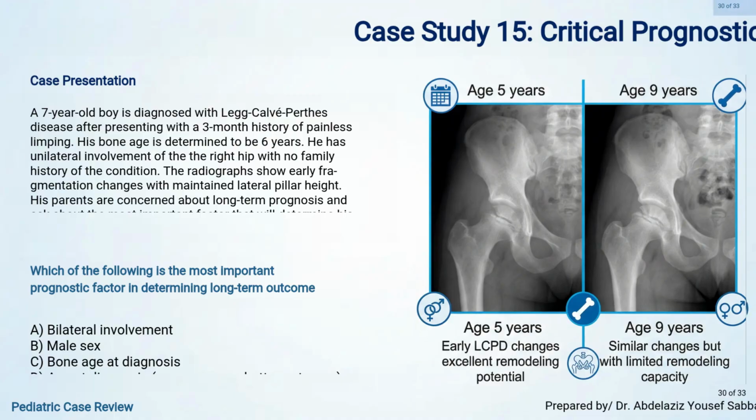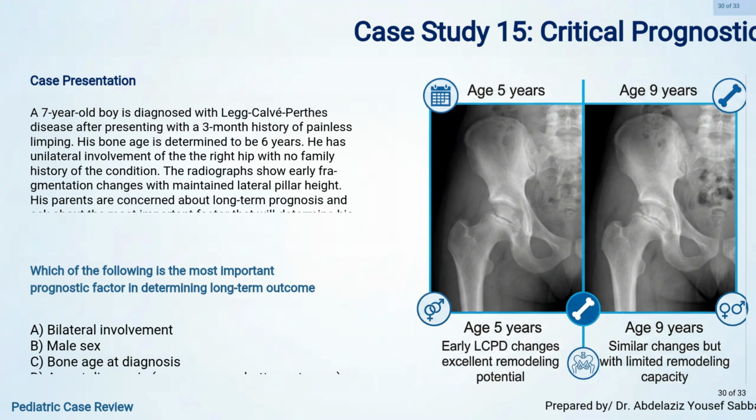Case Study 15. Critical prognostic factors. A 7-year-old boy is diagnosed with Legg-Calvé-Perthes disease after presenting with a 3-month history of painless limping. His bone age is determined to be 6 years. He has unilateral involvement of the right hip with no family history of the condition. The radiographs show early fragmentation changes with maintained lateral pillar height.